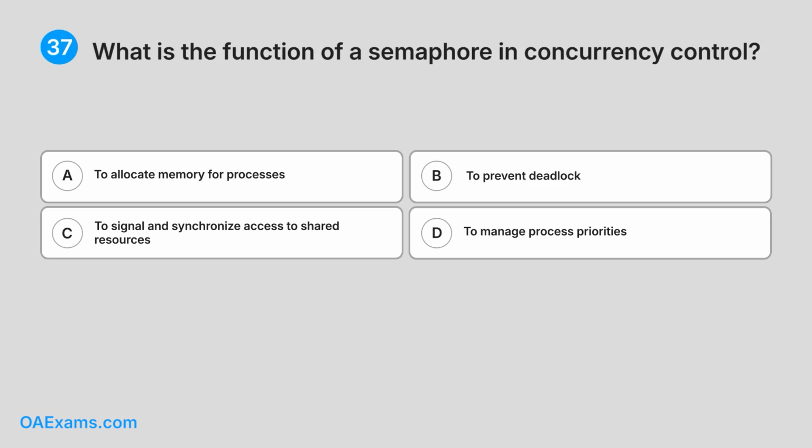37. What is the function of a semaphore in concurrency control? A. To allocate memory for processes. B. To prevent deadlock. C. To signal and synchronize access to shared resources. D. To manage process priorities. Do you know the answer?